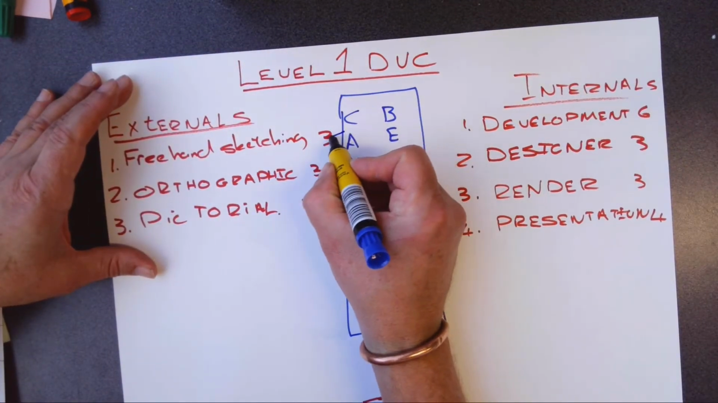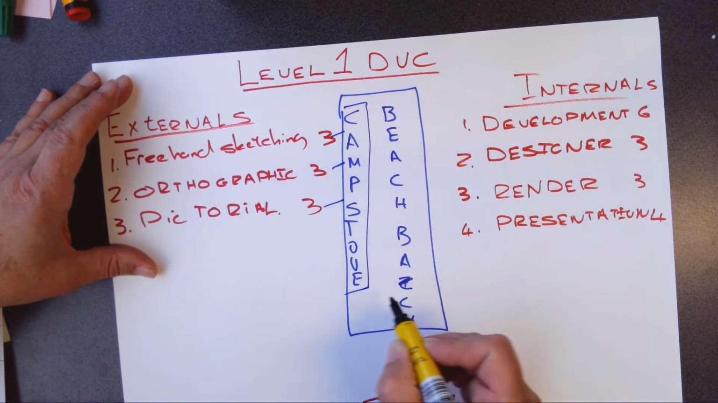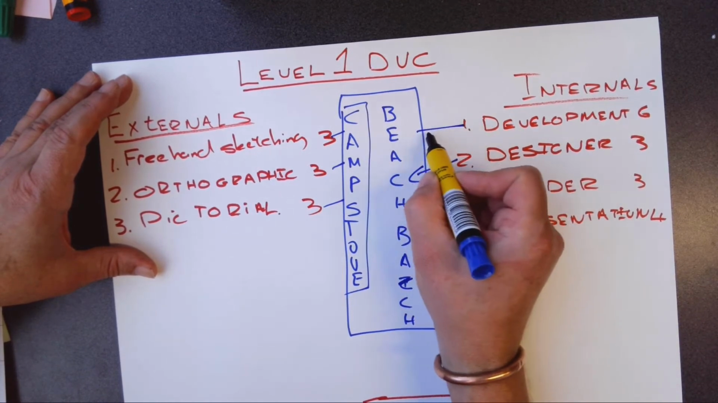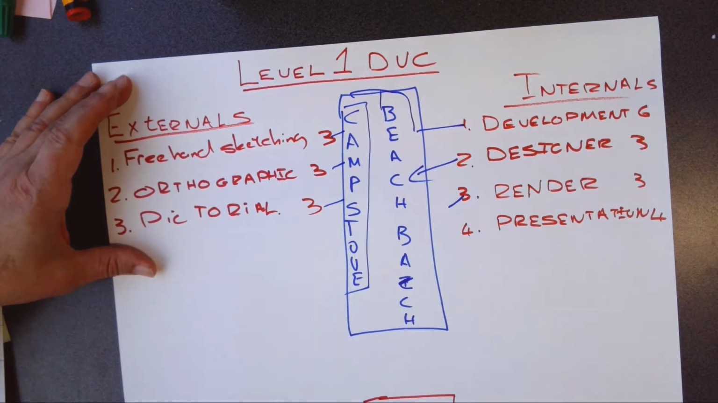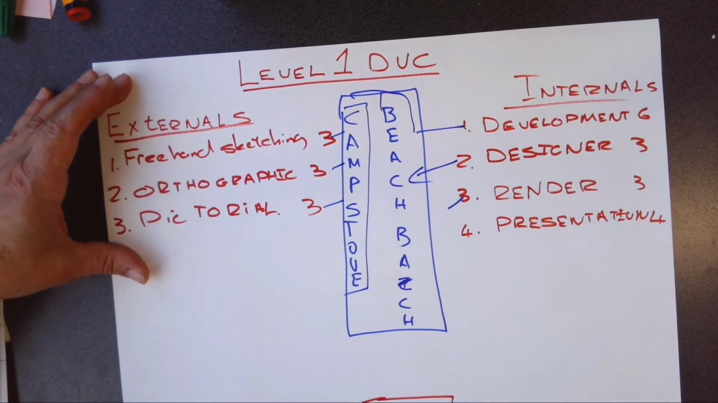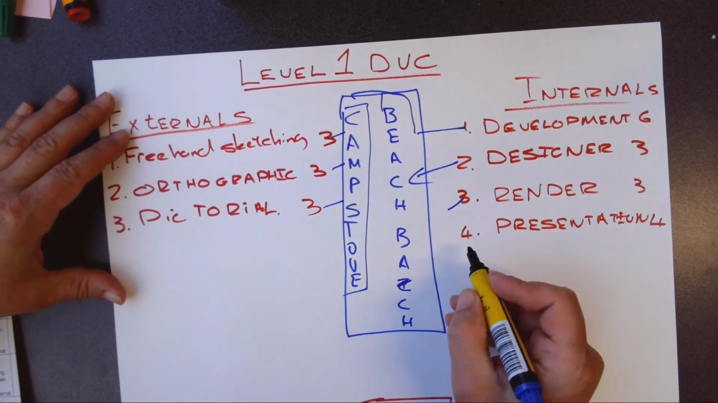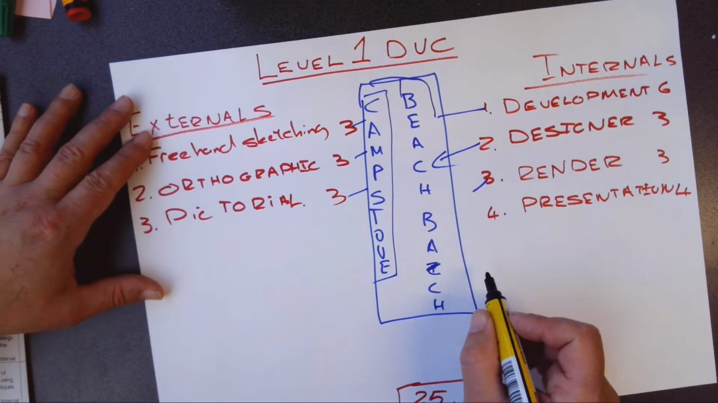So we're going to get our freehand sketchings out of this. The orthographic and the pictorial will mainly come out of the camp stove one. The designer will go to the beach badge. Development can come out of both of these. The render will be either something that we do this year, but I offer the standard next year as well for students that take it in year 11 that didn't do it in year 10. And then the presentation, you can choose between the camp stove and the beach badge.